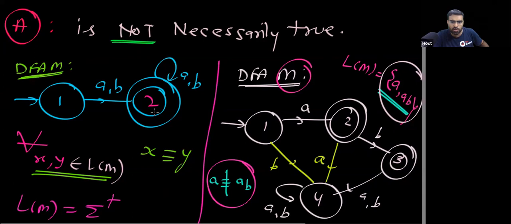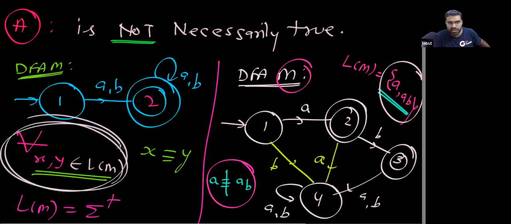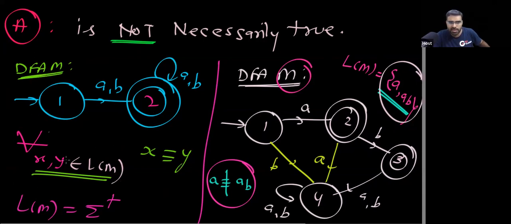In this DFA, you can notice whatever two strings you take in the language, they will be equivalent. So the point is option A is not necessarily true.